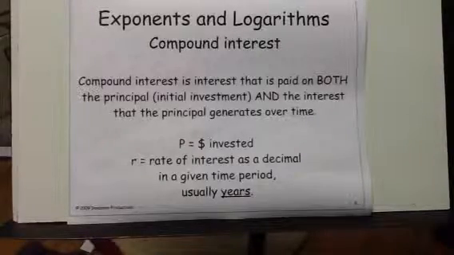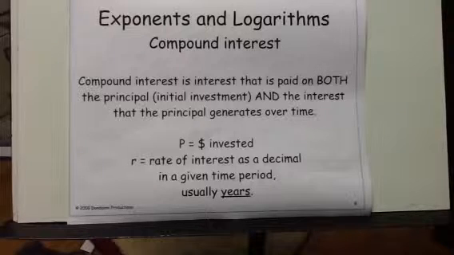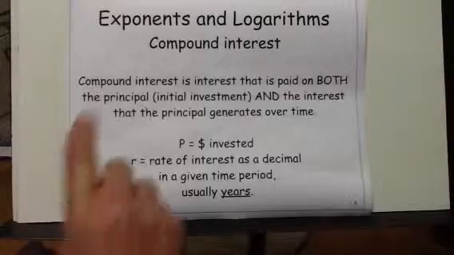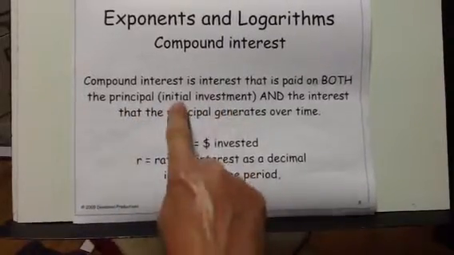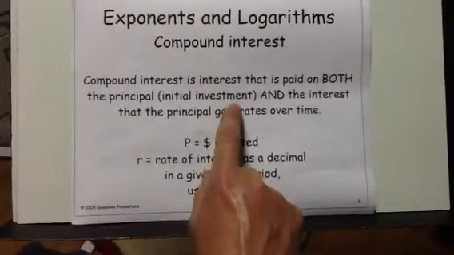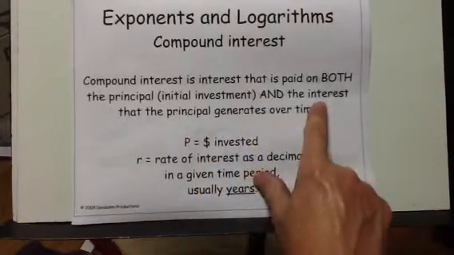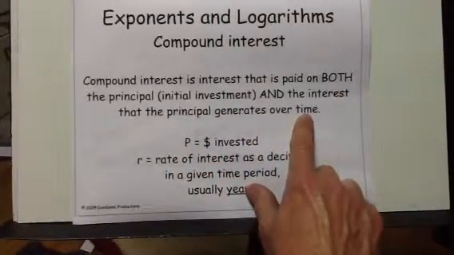Let's talk about compound interest. That is, interest compounded at a regular interval, and it might be yearly, it might be monthly, daily or quarterly, something like that. Compound interest is interest that is paid on both the principal, the amount you invested at the very beginning. We call that the initial investment. And it's the interest that the principal generates over time.